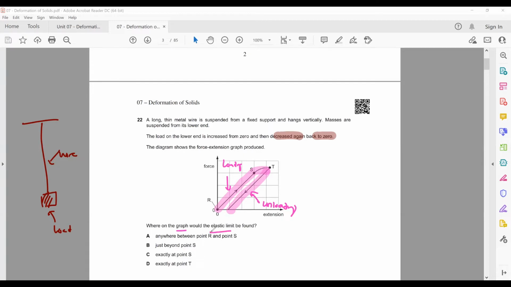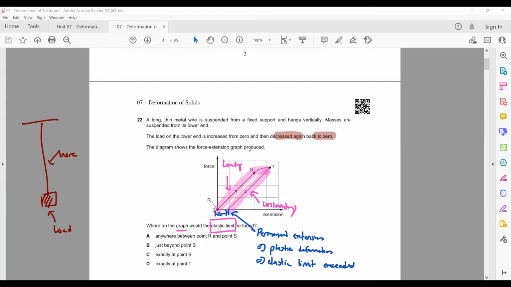Now, where on the graph would the elastic limit be found? The keyword here is elastic limit. Notice that there is some permanent extension here, which in turn will tell you one thing. You now have plastic deformation. You now have elastic limit exceeded. You've actually gone past your elastic limit.